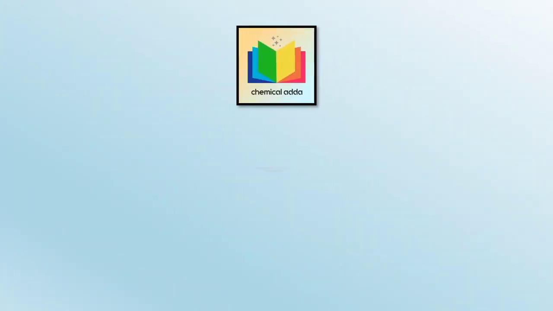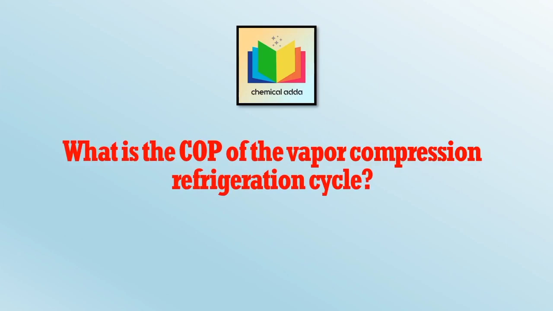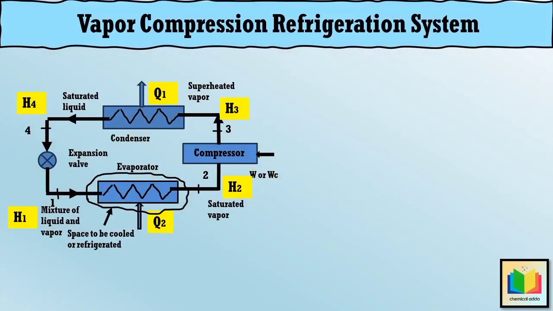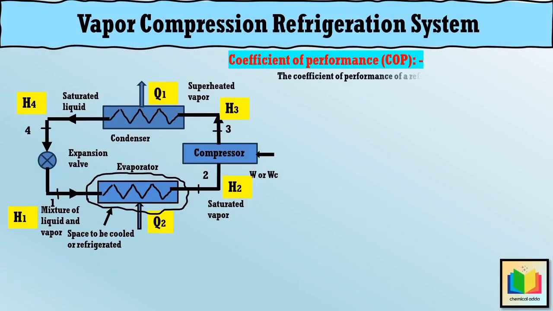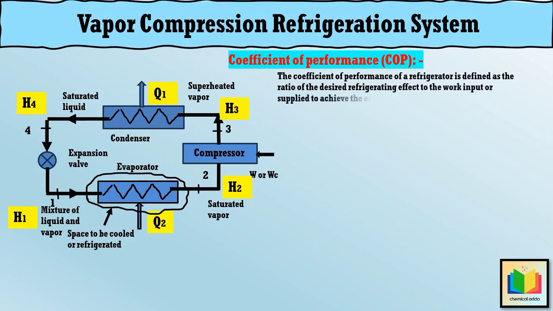Now, let's understand what the coefficient of performance of the vapor compression refrigeration cycle is. The coefficient of performance of a refrigerator is defined as the ratio of the desired refrigerating effect to the work input or supplied to achieve the effect. But what is the need to find out the coefficient of performance of a vapor compression refrigeration system? Because the performance of a vapor compression refrigeration system is expressed in terms of coefficient of performance, which is also called COP. Hence, to get an idea about the performance of a vapor compression refrigeration system, we should know the COP.